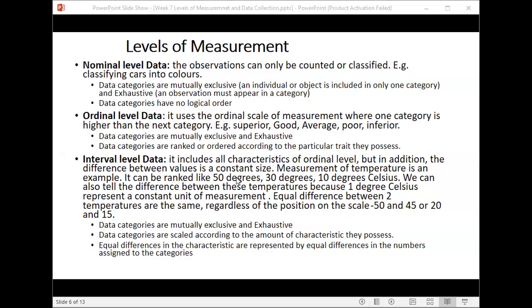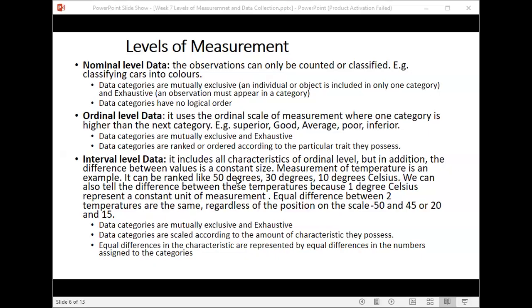Okay, so with the interval level data, an example is, say, measurement of temperature. Now we can rank it, right? We can rank 50 degrees as very hot. We can rank 30 degrees as hot. We can rank 10 degrees as okay. So we can rank these degrees based on the numbers ascribed to them. So 50 degrees is obviously hotter than 30 degrees and then 10 degrees. So it can be ranked, and it obviously qualifies for the second level, which was the ordinal.